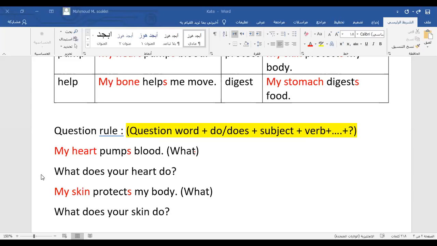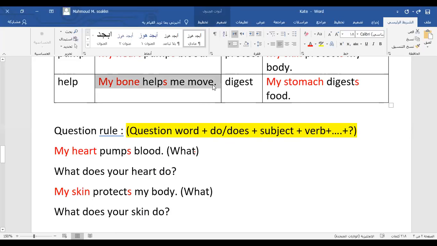Here I made the question number one. What does your heart do? What is the question word? Does is the helping verb. Your heart is the subject. Do is the verb. Number two, what does your skin do? What is the question word? Like this. Does is the helping verb. Here I use the does. Your skin is the subject. Do is the verb.